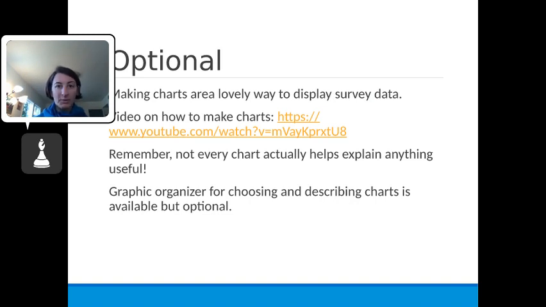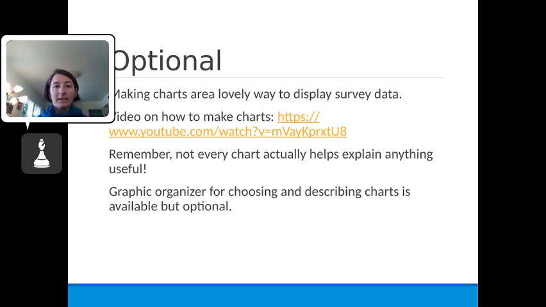You can use your pivot tables that you're making to make these bar charts. And I recommend making a number of charts as a way of thinking about your data. However, remember that not every chart actually helps you explain anything useful. So you might have a number of charts, but you have to really think through which ones are going to be useful. And the optional graphic organizer that is up in this week's resources is helpful for choosing those charts. I'm not going to talk a lot about the graphic organizer. It's pretty simple. It's about making charts, comparing things within those charts, and then selecting charts to use in your findings.